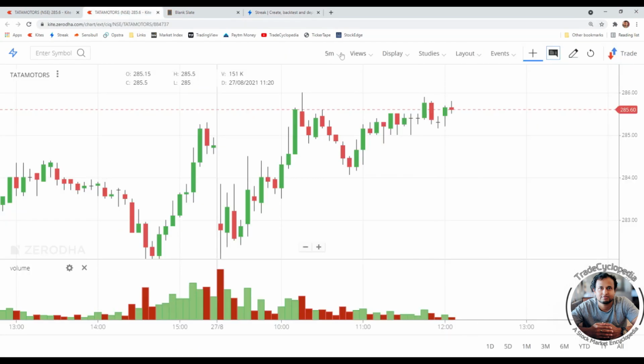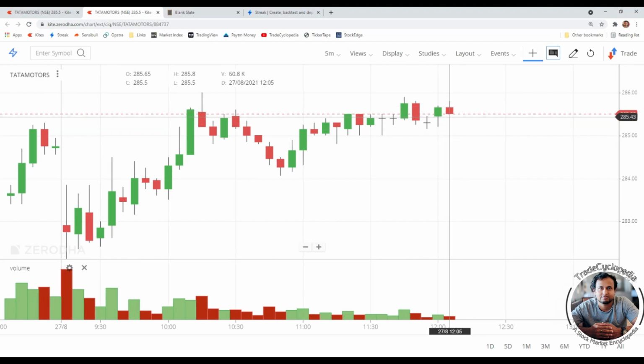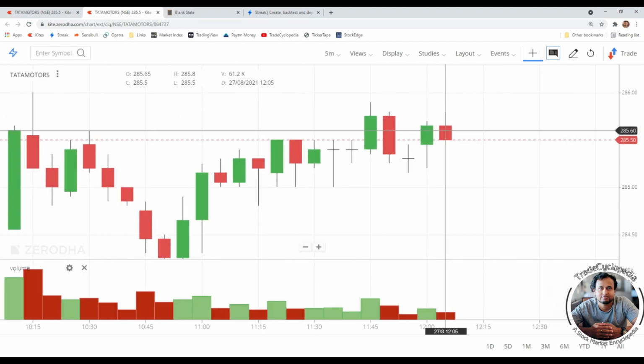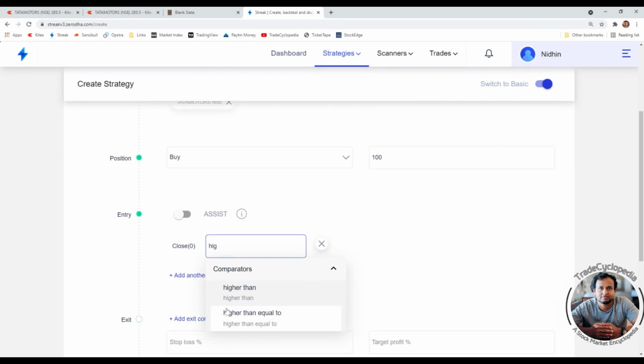So let's say this is the 5-minute candle, and this is the current candle. This is just currently running. So once that has been closed, the close will be here. This is a bearish candle, so here is the close. The close would be at 285.5. Okay, so that is the range. So close, then higher than, the next condition.